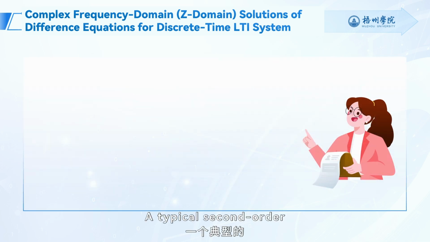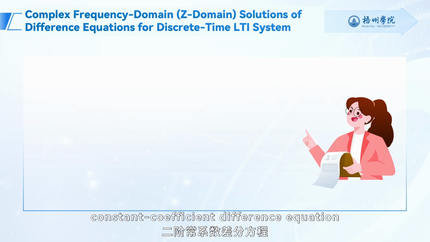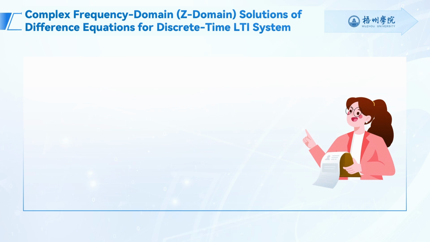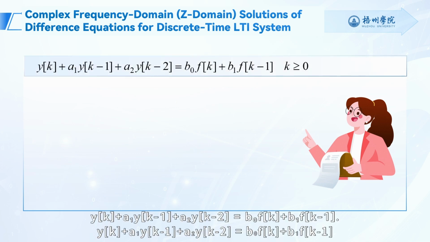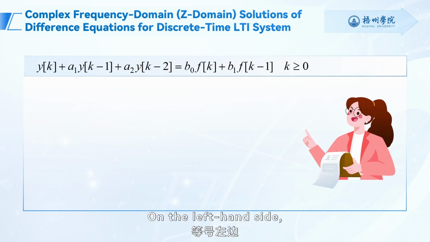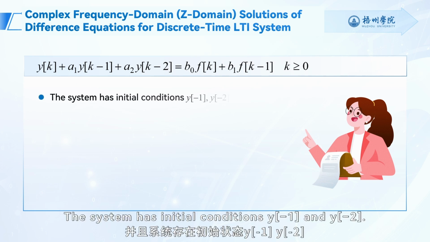A typical second-order constant coefficient difference equation can be written as y of k plus a1 y of k minus 1 plus a2 y of k minus 2 equals b0 f of k plus b1 f of k minus 1. On the left-hand side, y of k denotes the system output. On the right-hand side, f of k denotes the system input. The system has initial conditions y of minus 1 and y of minus 2.